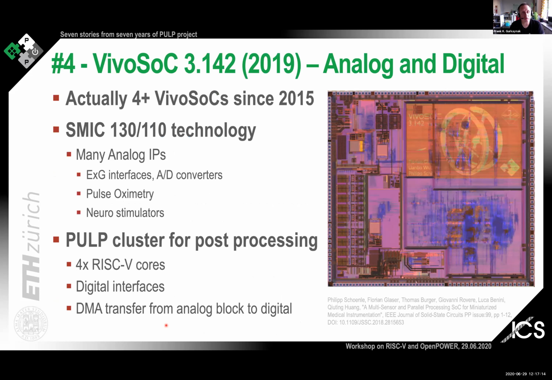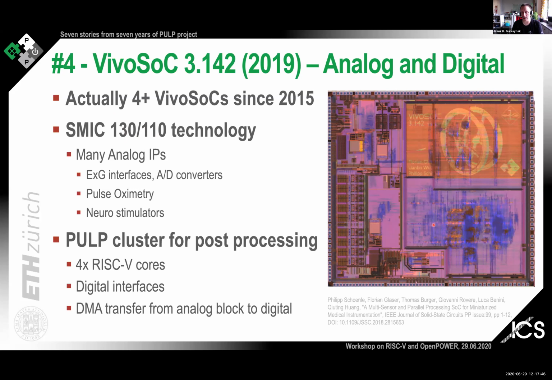Moving on to number 4, we have the lovely version, VivoSoc 3.142. This is a much later chip from 2019, but there are actually a number of them. So this is the 4th or even the 5th one since 2015. It uses a fairly mature technology, SMIC 130/110, because there are many analog IPs which were developed here at ETH Zurich in a different group.